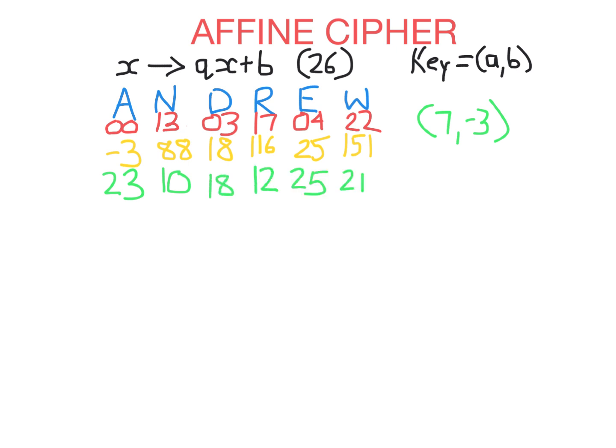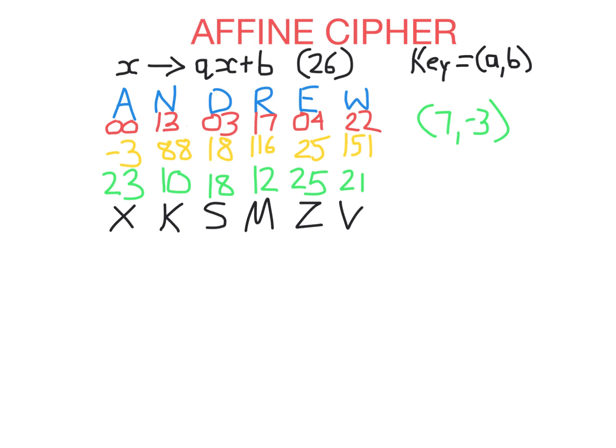Now, using that same alphabet table to return to text, I have 23 corresponds to X, 10 corresponds to K, 18 to S, 12 to M, 25 to Z, and 21 to V. So we have turned this word here into gibberish. The idea being if someone were to intercept this message, they'd have no idea what we're talking about.